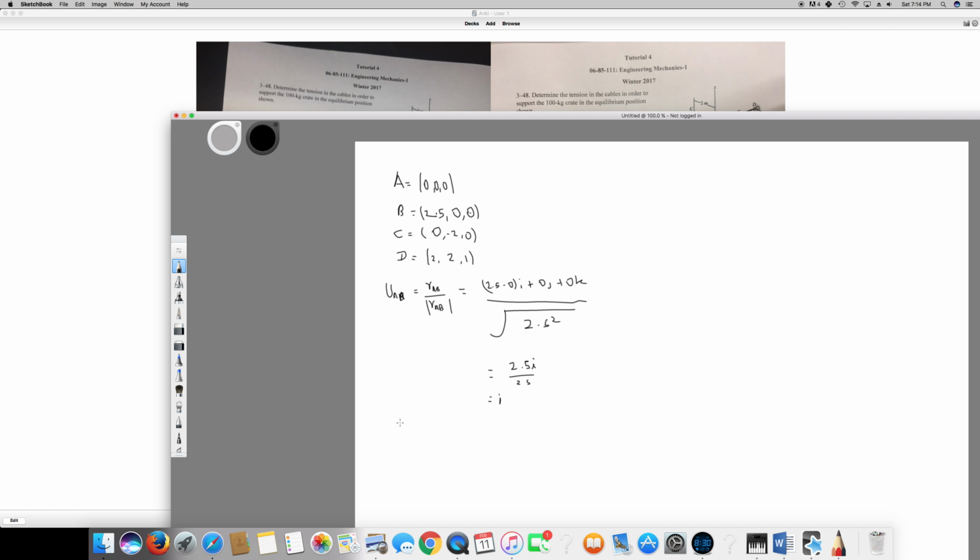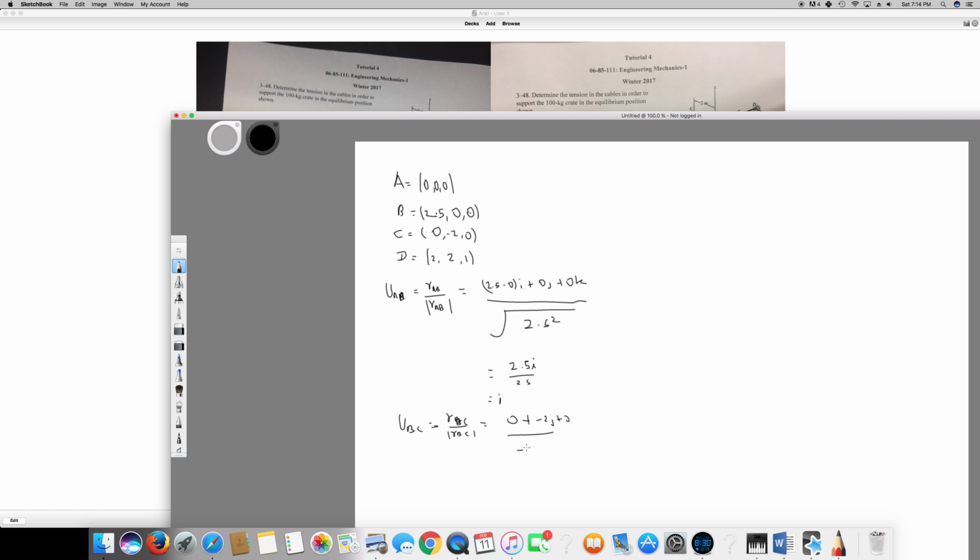And let's do UBC now. UBC is going to be RBC over the magnitude of RBC. In this case, we know all the other x and y values are 0. So I'm just going to put 0, and the z value is negative 2, negative 2j, and all the others are 0.